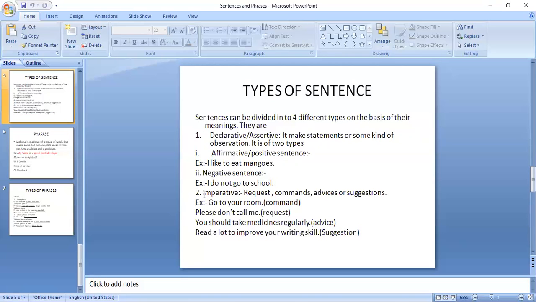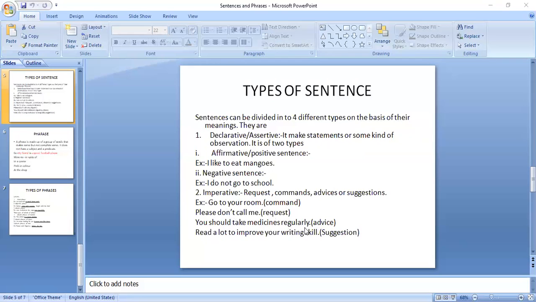Then imperative sentence. What is an imperative sentence? Imperative sentences express requests, commands, advice, or suggestions. For example, if I tell you, go to your room, this is a command. I am commanding you to go to your room. Next, request. Please don't call me. This is a request. I have used please, so it shows the request.